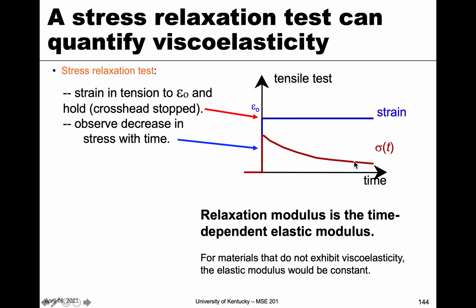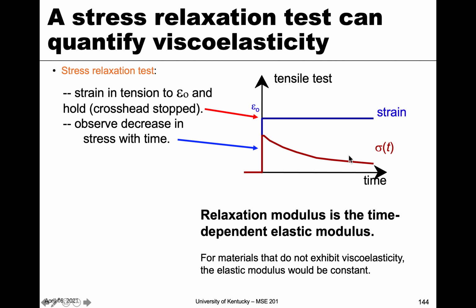And so in this case, we're doing the opposite test, where we're imposing a strain and measuring stress, and we see that the stress goes down or relaxes, and this is a time-dependent feature. And so we can look at what we call a relaxation modulus, which is the time-dependent elastic modulus. So if this was a purely elastic material, then this should just be constant, right? The stress should be constant, and we wouldn't have this decay, and so it would just be one value.